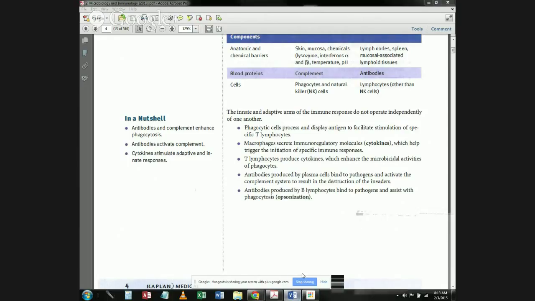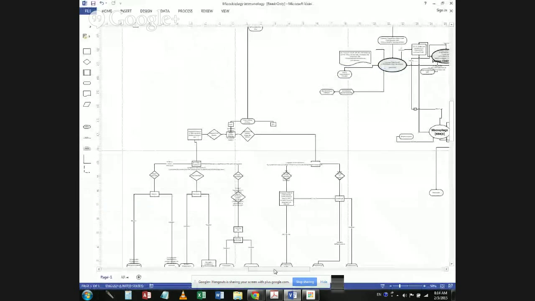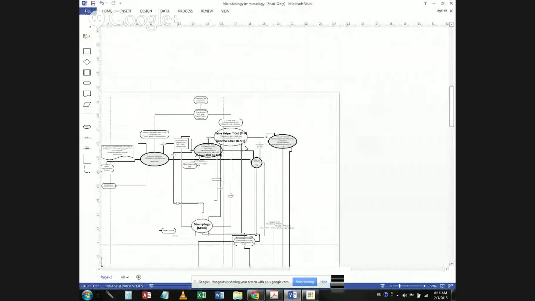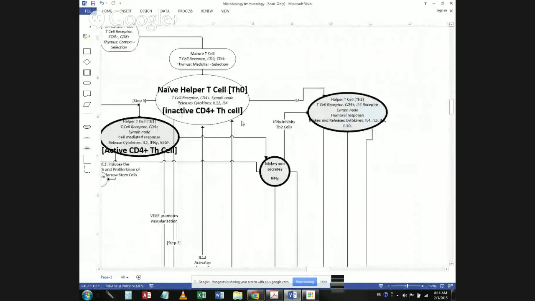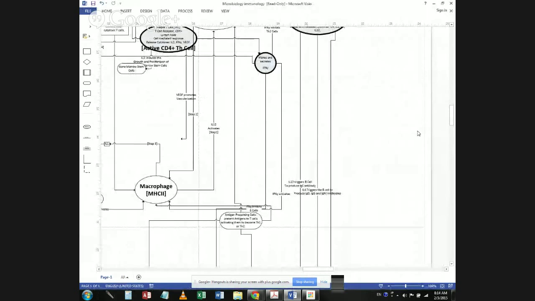Actually, I'm gonna go to my handy handout here because it's easier to understand for me anyway. That's what I'm gonna do. I'm gonna zoom in here. I'm gonna find my macrophage. There's my macrophage.